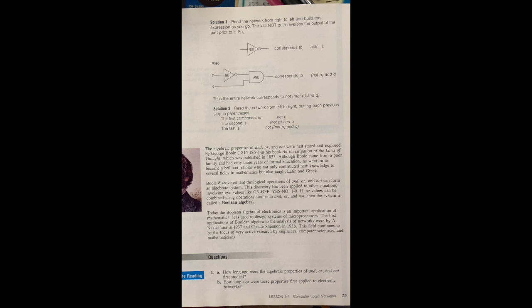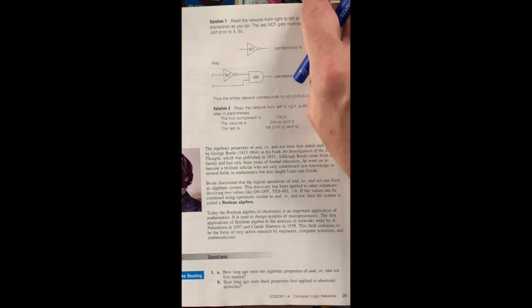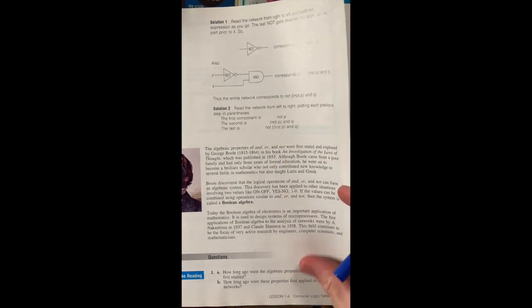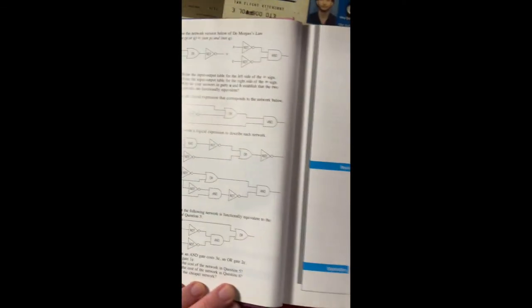1B, how long ago were these properties first applied to electronic networks? Well, I guess first you'd have to discover electricity, so that didn't happen until later. The first applications of Boolean algebra to the analysis of networks were by A. Nakashima in 1937 and Claude Shannon in 1938. So that's the answer to that. Like I said, these are guided reading exercises. They help you figure out what they think are the important parts of it all.